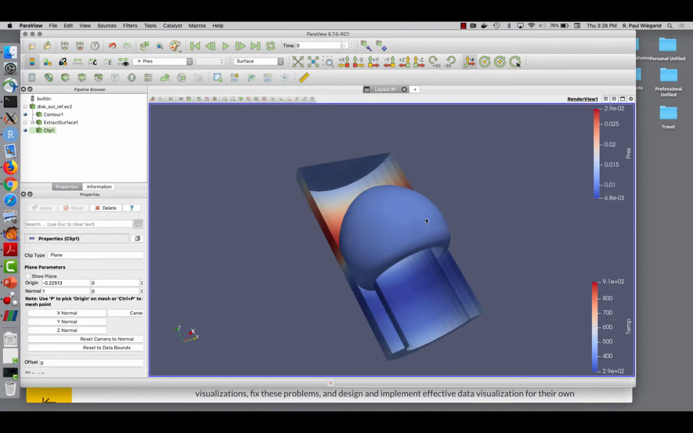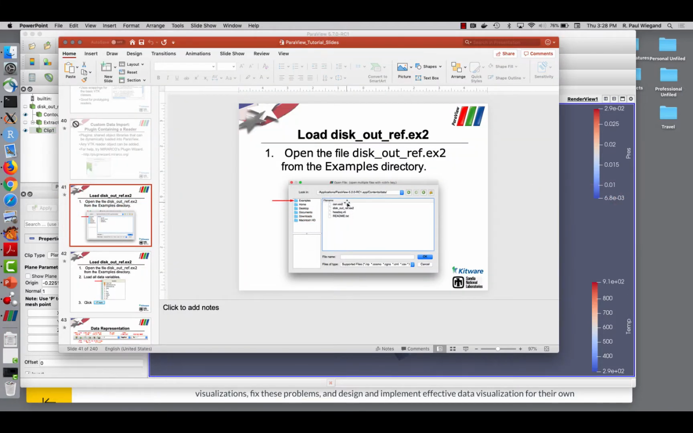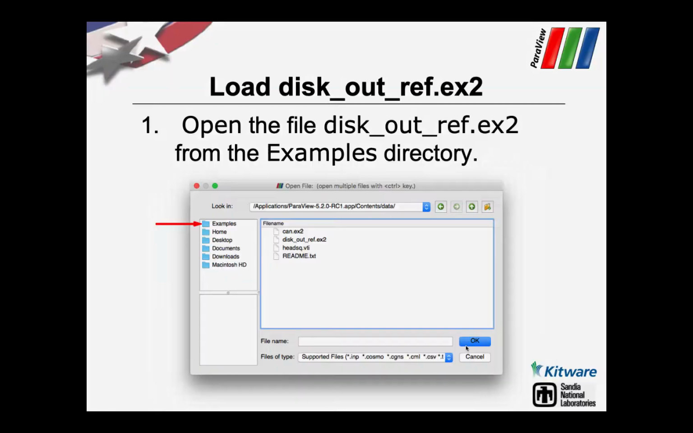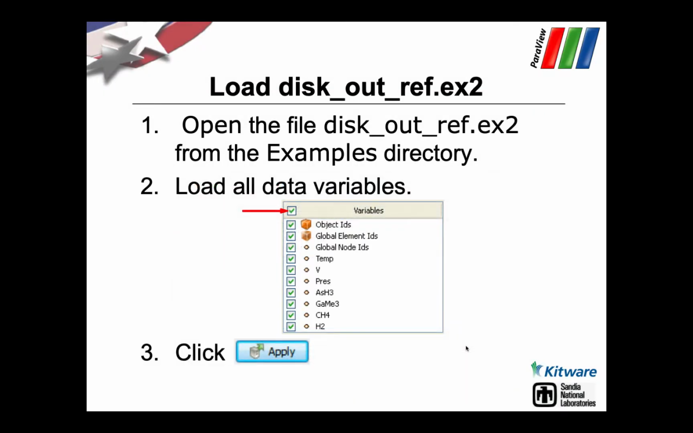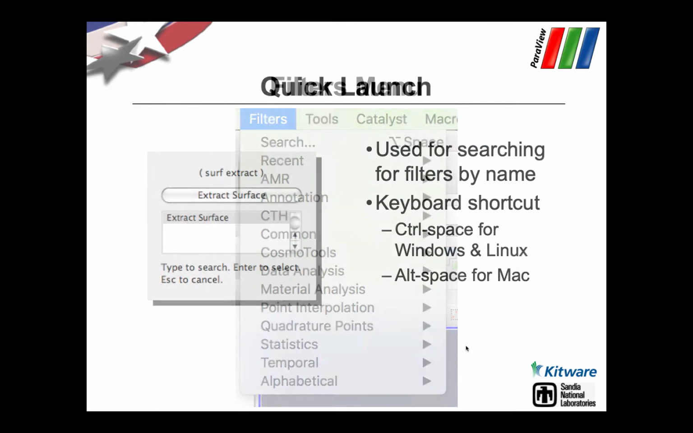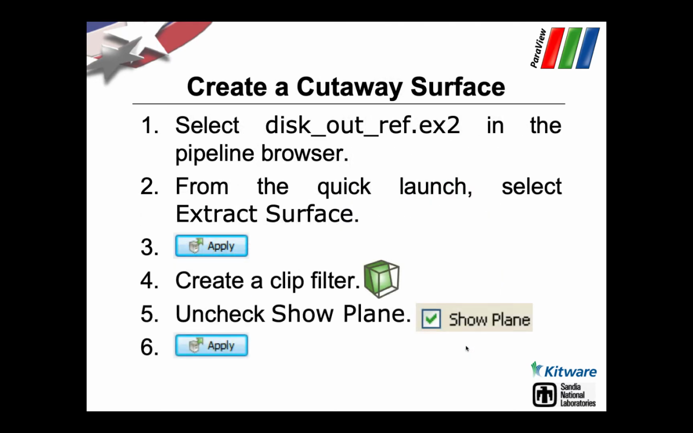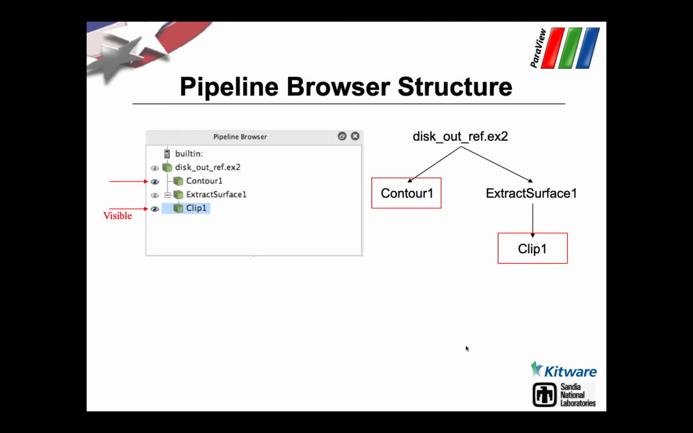Right? So I can see where it's gotten particularly hot. The thing about this that's worth discussing is the pipeline. The pipeline is what makes ParaView particularly powerful. So there's lots of different filters. We're going to use some, but not all of them.